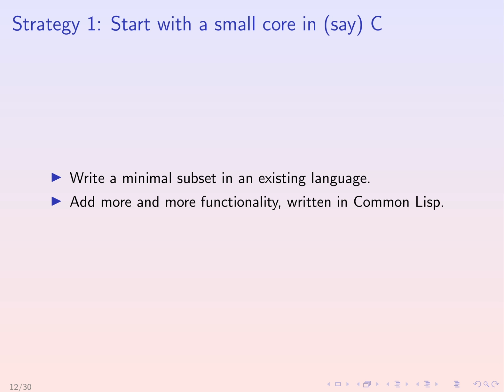So the main subject of this part 1 is a strategy that I will call Strategy 1. And it consists of writing a small Common Lisp implementation core written in some existing language, for instance in C. So the strategy is to write a minimal subset of Common Lisp in some existing language. And then we add more functionality in the form of modules. And these modules should be written in Common Lisp then, so as to write as much code as possible in Common Lisp.